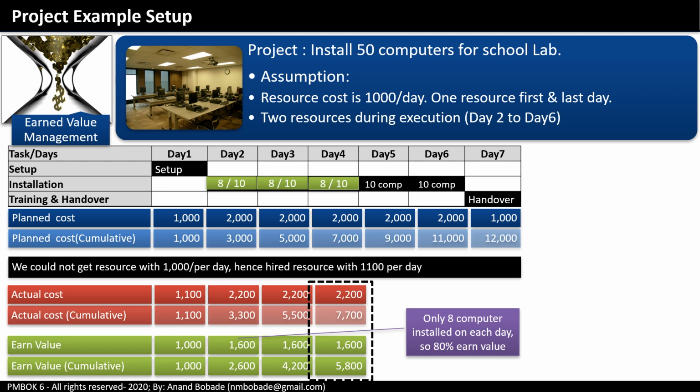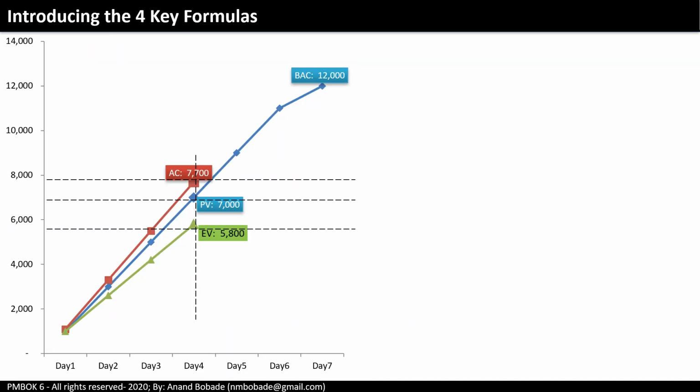Now here's the catch. On small projects, you can track these numbers directly. But when you have hundreds of activities, staring at PV, AC and EV won't tell you much. This is where EVM formulas become your real dashboard. Introducing the 4 key formulas. Let's plot these values on a graph. On the y-axis, cost. On the x-axis, project days. PV by day 4 is 7,000, AC by day 4 is 7,700, EV by day 4 is 5,800.